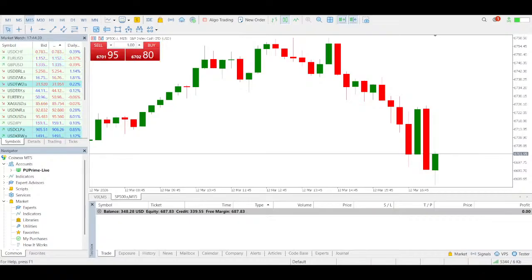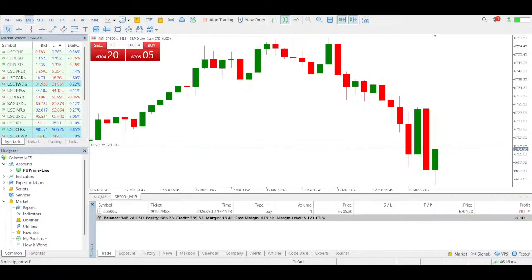All right. So yeah, I think I'm liking a long thesis here. I'm going to go in long. Where's the stop on this trade? The stop on this trade, yeah, I think I'm liking that long thesis.